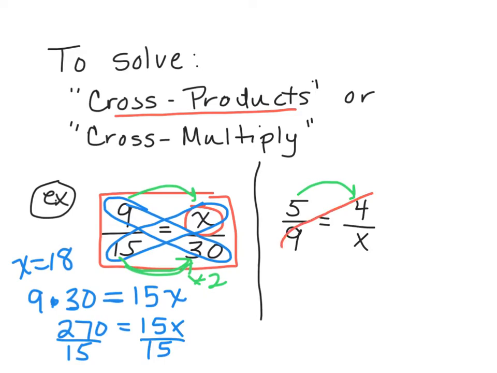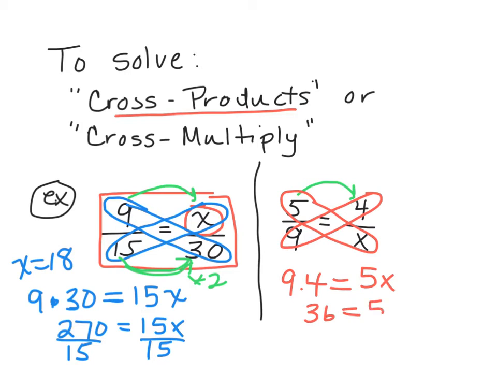I'm going to multiply 9 times 4, 9 times 4, and that's equal to 5 times x. So 36 equals 5x, and then I'm just going to divide by 5, and x would equal whatever 36 divided by 5 is. X would equal 7.2.